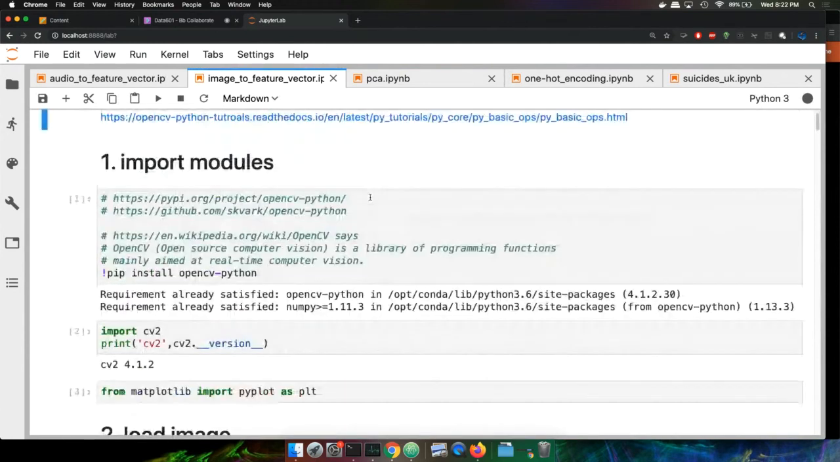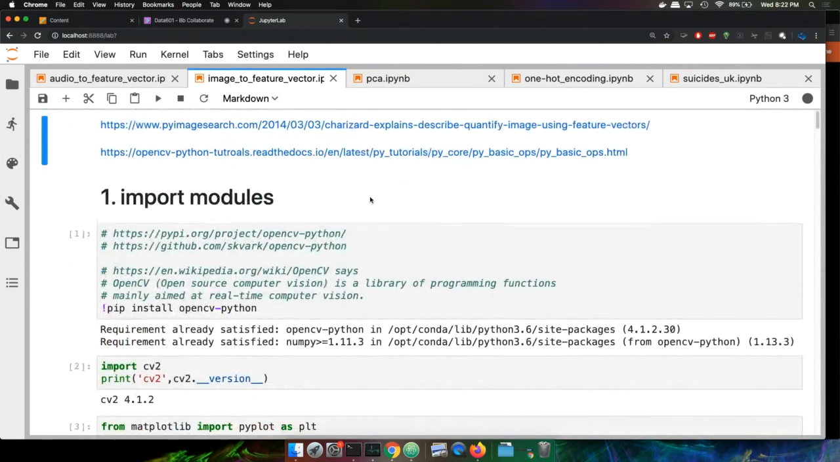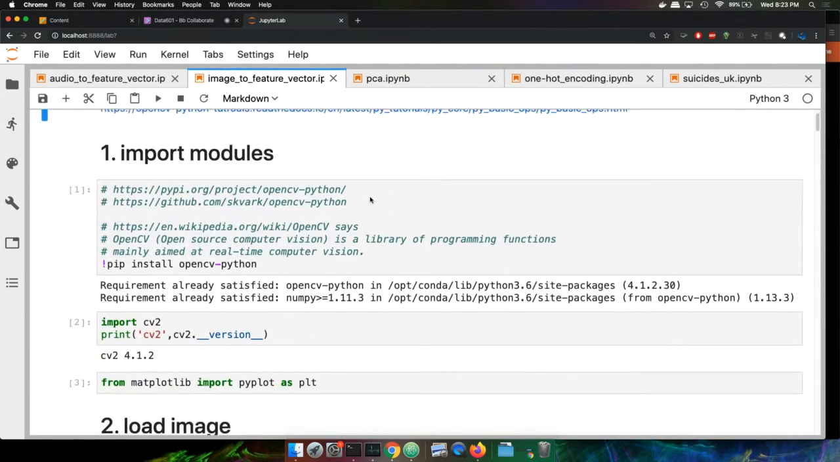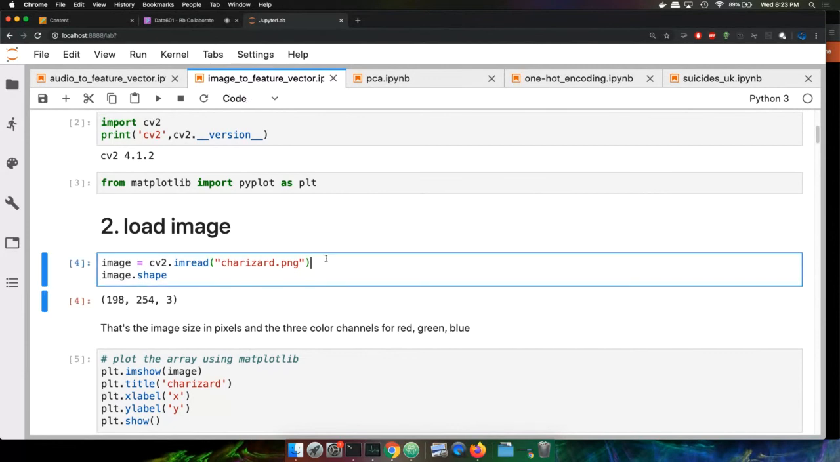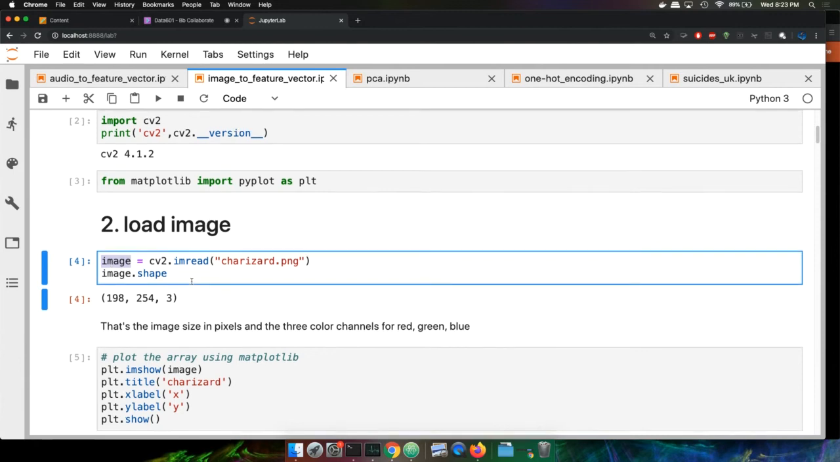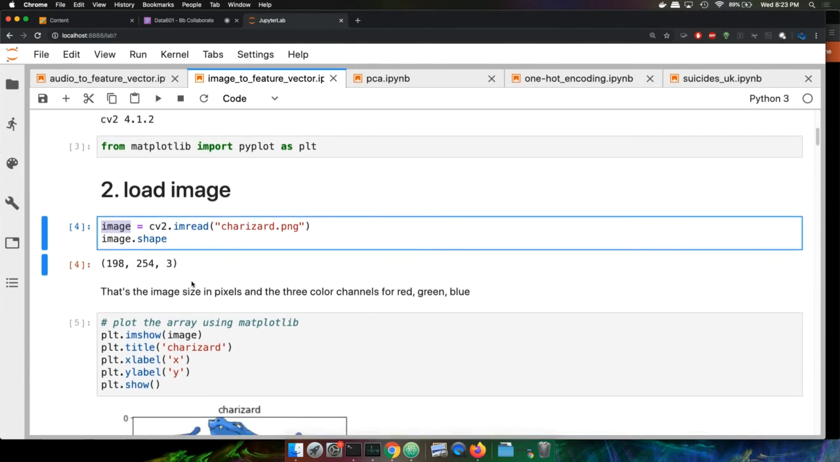All right, so I'm going to use a Python module called OpenCV for computer vision. OpenCV is going to allow me to read in a picture and make it into a numerical representation by telling me the value of each pixel. So I'm going to have this PNG file, which I'll show you in a moment. I load that into the CV2 library, and I store it in a variable called image. That gets me back an image, which is 198 pixels by 254 pixels by 3.